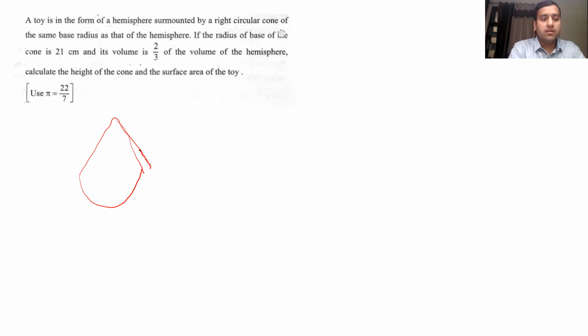there is a condition given. This is the radius of the base. Let's say it's r. We can define the variable r as radius. It is the same for the cone as well as the hemisphere, so it's common. And we can define h as the height of the cone and L as the slant height of the cone.